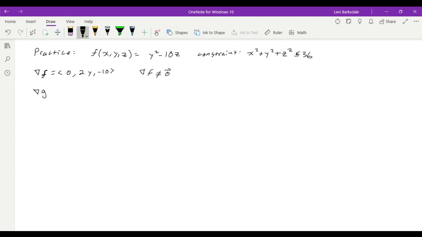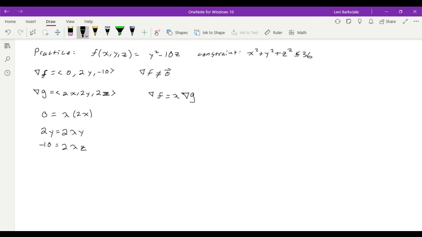Next, we need to calculate the gradient of our constraint function, and that would give us 2x, 2y, and 2z. So here we can set up our equation that says gradient of f is equal to lambda gradient g. We get that 0 is equal to lambda times 2x. We also get that 2y is equal to 2 lambda y, and negative 10 is equal to 2 lambda z.